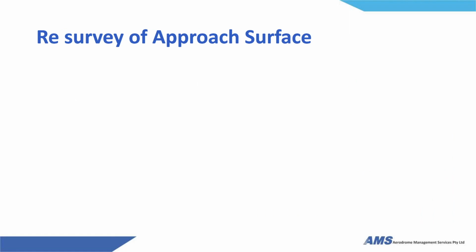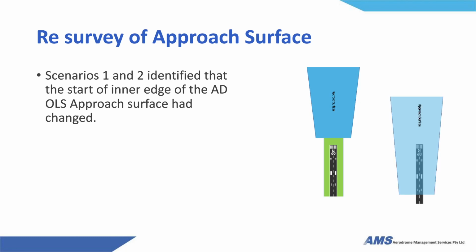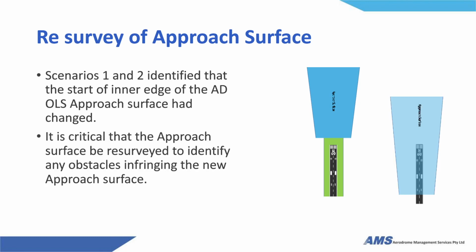The aerodrome operator will have to resurvey his approach surface. So in scenarios 1 and 2, we identified that the start of the inner edge of the approach surface had changed. It had moved further down the runway. It's critical that the approach surface be resurveyed to identify any obstacles infringing the new approach surface.